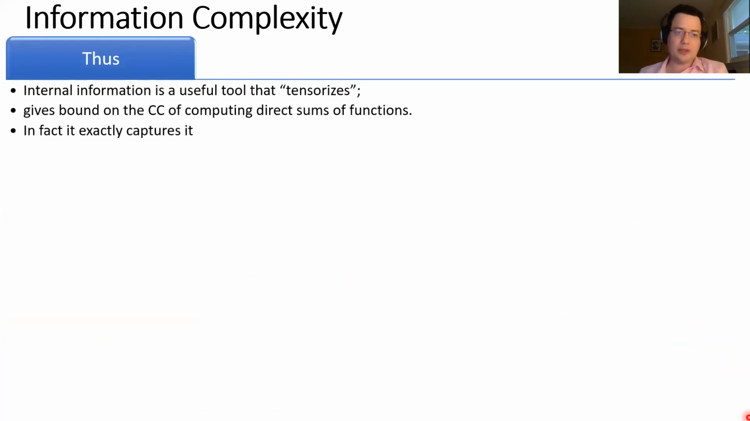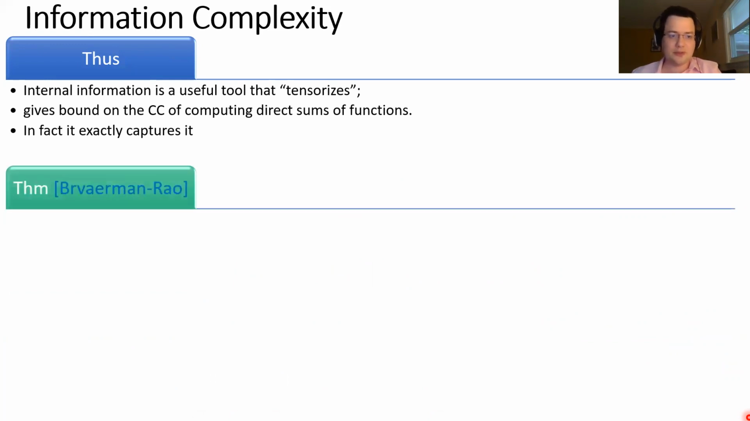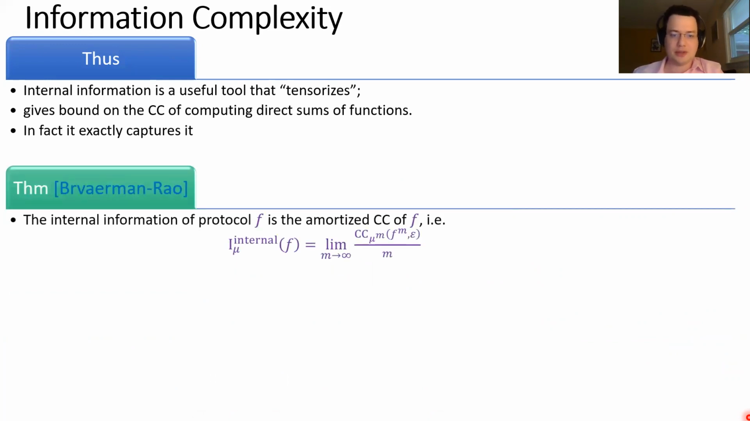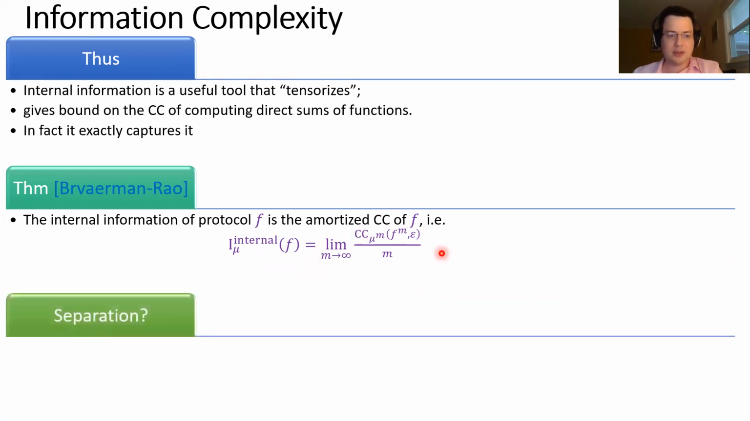So we get a useful tool that tensorizes; it allows us to compute the communication complexity of direct sums of functions. There is a theorem that says that the internal information complexity of f is actually the limit of the amortized communication. This is called amortized communication: you take many copies of f and you look at the per-copy communication cost. So information is equal to amortized communication, which is this quantity.